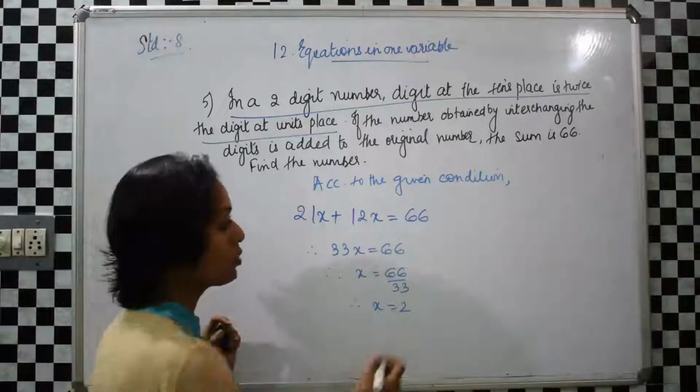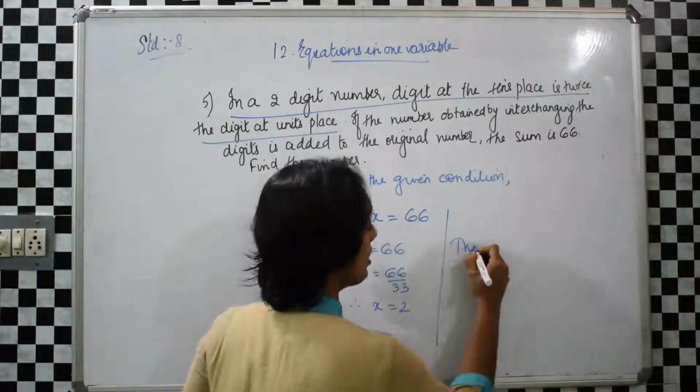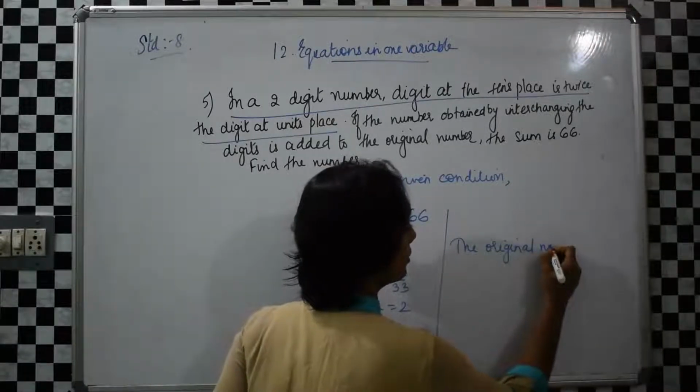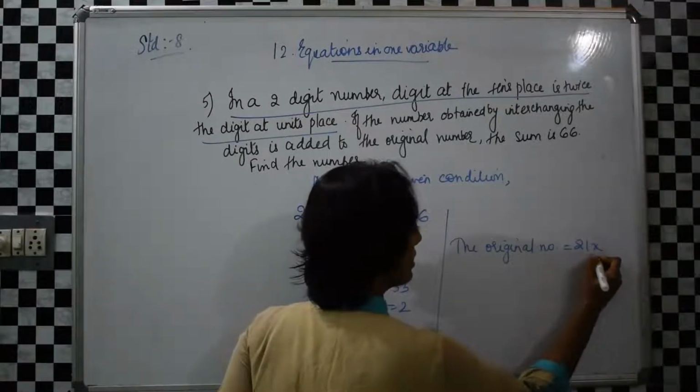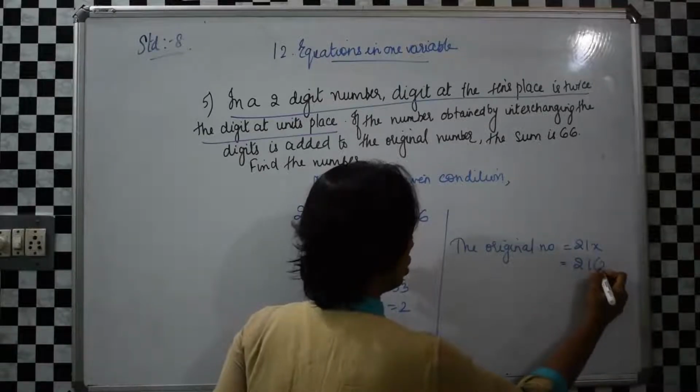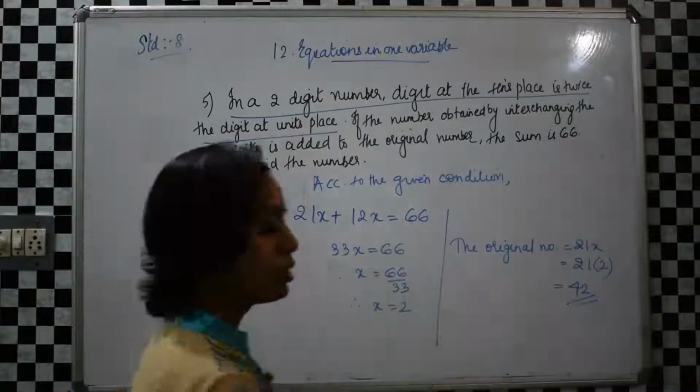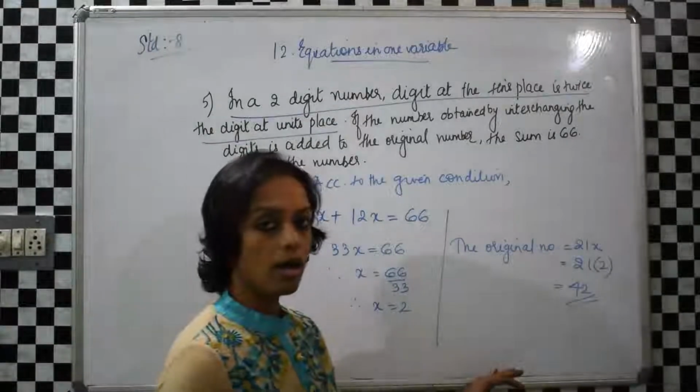So original number is 21x. So the original number is equal to 21x, and what is our x? 2. So the original number is 42. So this is your answer.